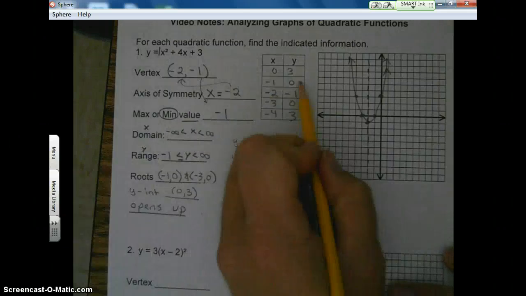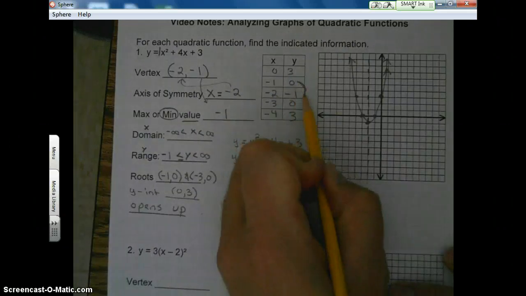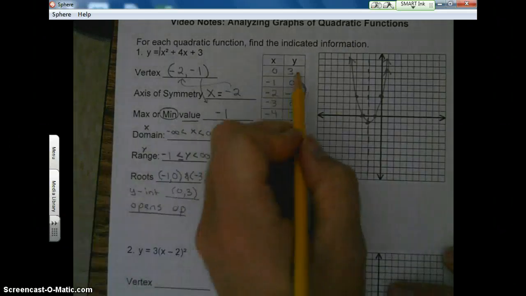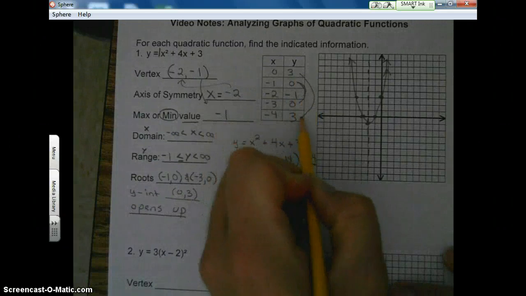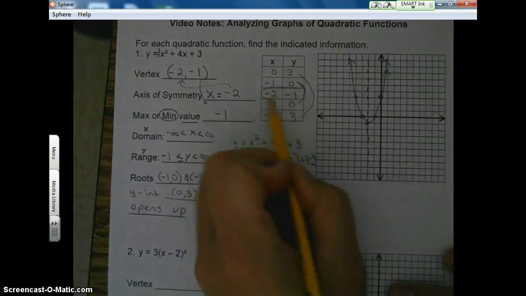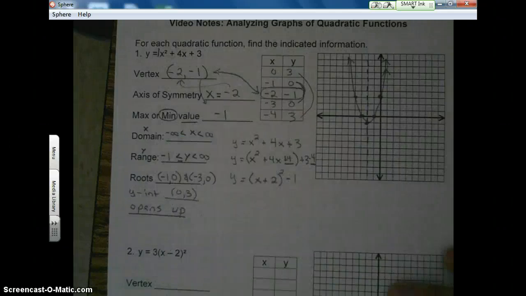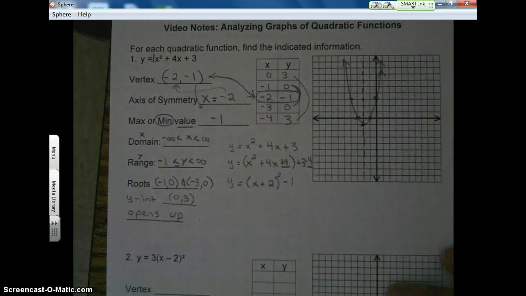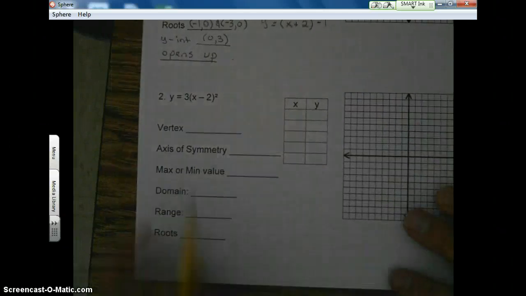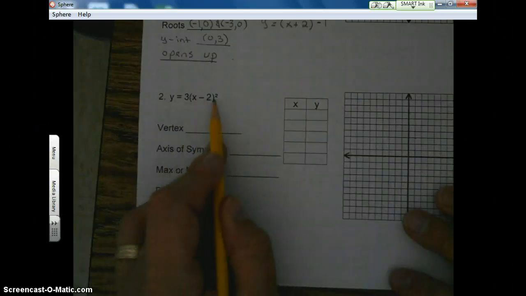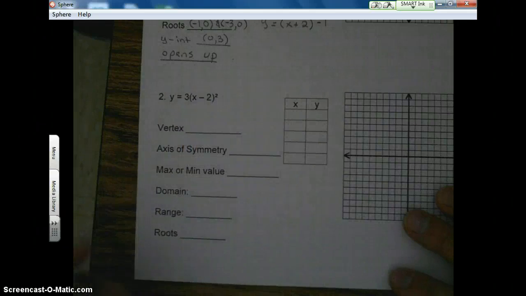Okay, look at the symmetry. 0, 0, 3, 3, with our vertex in the middle. And there you go. That's starting at standard form. Let's take a look at starting at what form? That's right, vertex form. Very good.